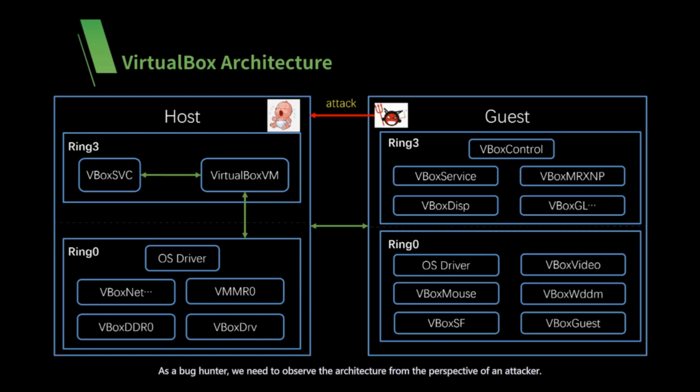As a bug hunter, we need to observe the architecture from the perspective of an attacker. This means that we need to understand how the guest communicates with the host. Next, we will introduce in detail how they communicate. First, let's learn about general communication.